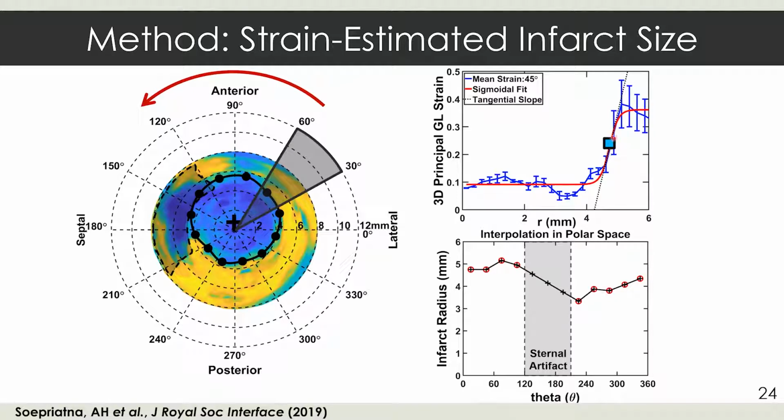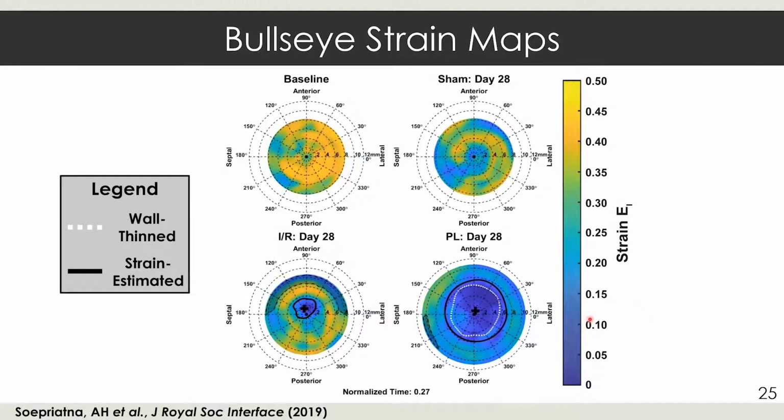We did that at each 30-degree region and then reconstructed an infarct map based on the Bullseye map from our strain profile. For regions that have significant sternal artifact, which we typically observe in the septal region, we couldn't rely on the estimation of this sigmoidal profile. So we decided to interpolate in between reliable regions to fill in the gap. And then we can acquire these Bullseye strain maps.